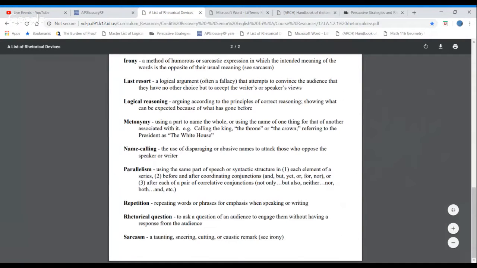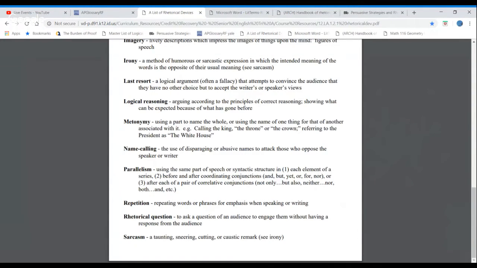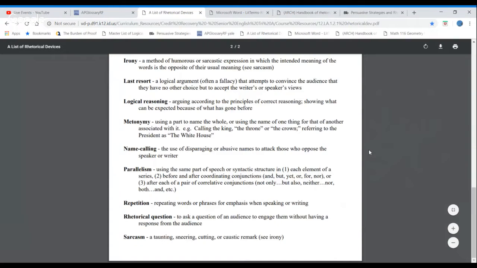Metonymy, using a part to name the whole, or using the name of one thing for that of another associated with it. Example, calling the king, the throne, or the crown, referring to the president as the White House. Politics and royalty, load of shite, basically. Name calling, the use of disparaging or abusive names to attack those who oppose the speaker or writer. Like ad hominem attack.